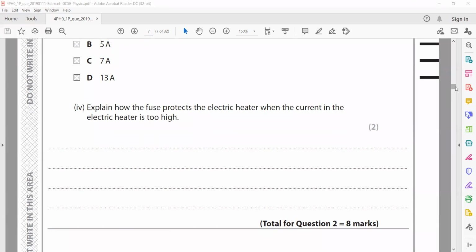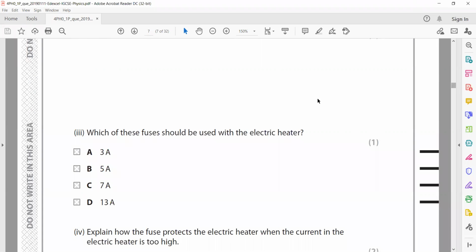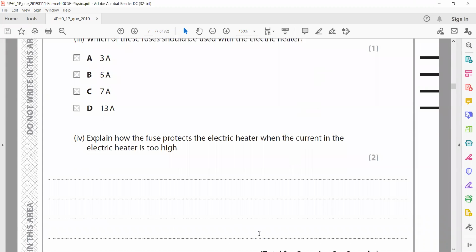So these are the questions from the January 2019 paper. In the next session, I'll discuss more questions from this paper.